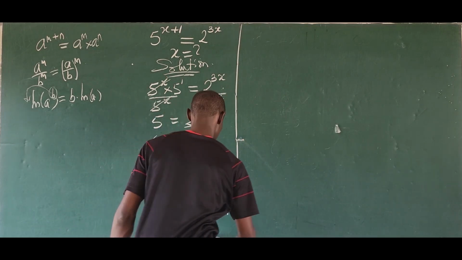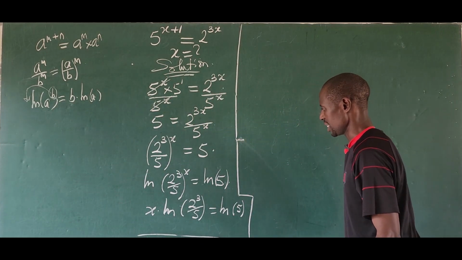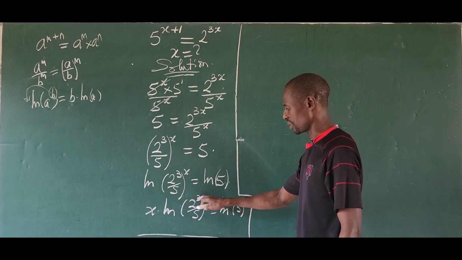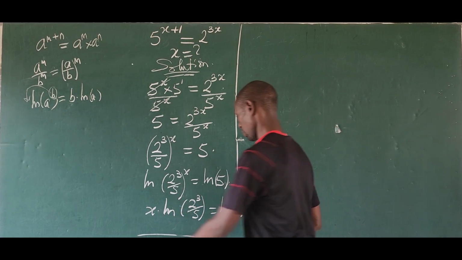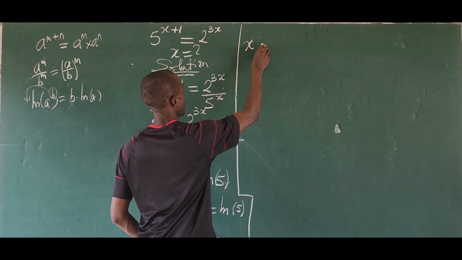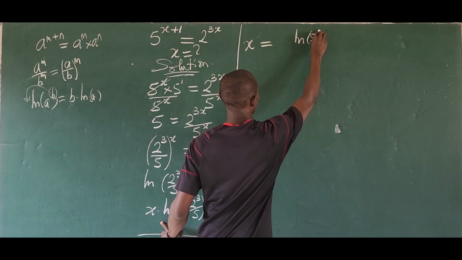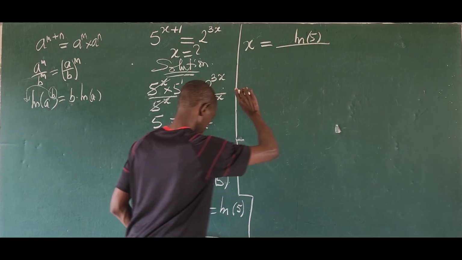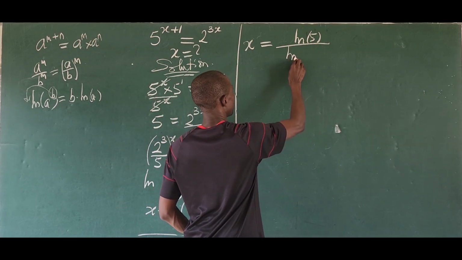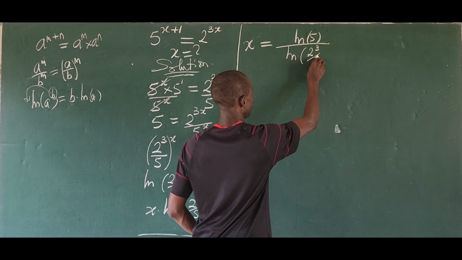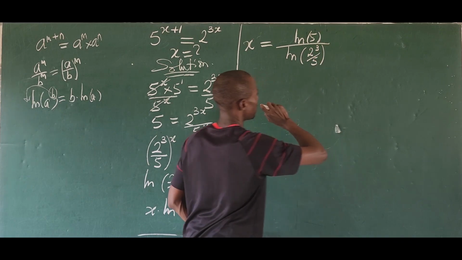What do we do next? It's pretty easy. So let's divide through by the ln of bracket open 2 to the power of 3 all over 5. So if we do that, we're going to have here x will now be equal to the ln of 5 all over the ln of bracket open 2 to the power of 3 all over 5 close bracket.